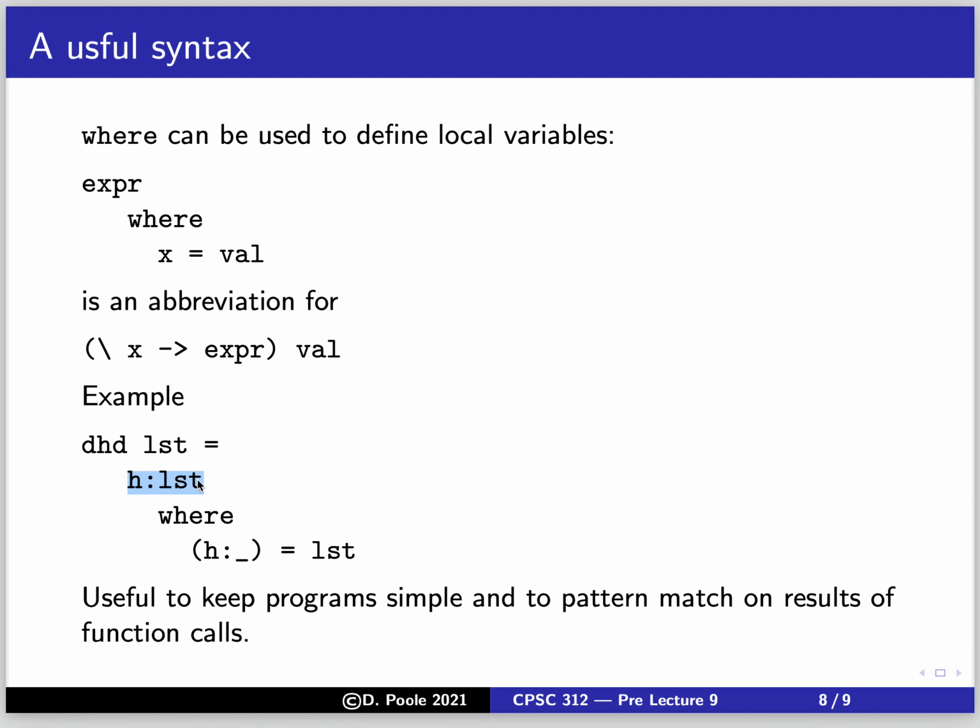And this is useful to keep programs simple, because if you have a big complicated expression, it's often better to write it once and write an equality there. It's also useful in cases when we want to do pattern matching on results. So we often use it when some function returns a pair of values, for example, and we want to be able to refer to each one of them.